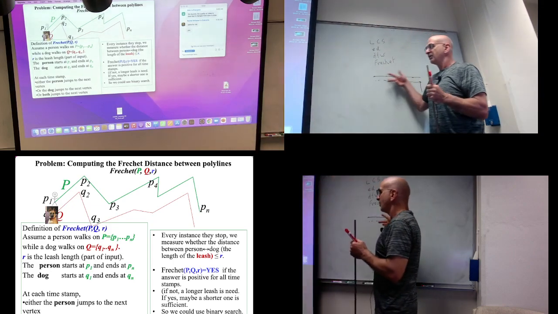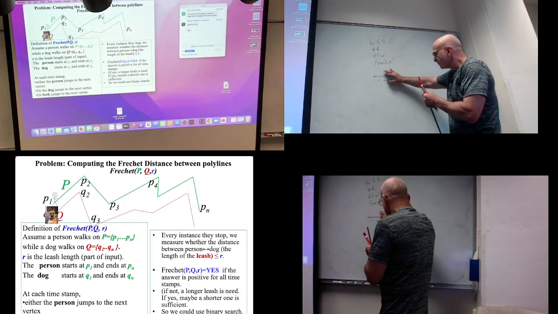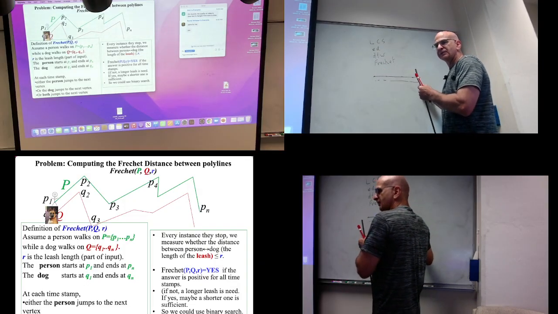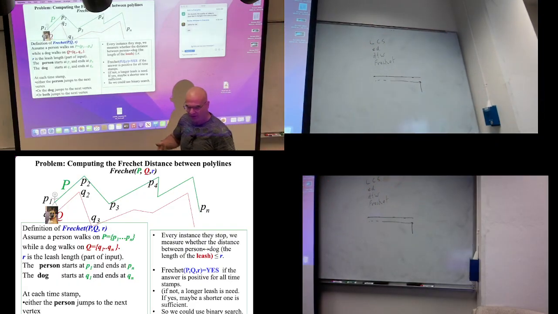Frechet says, no, if I want to call them close to each other, then they need to be close to each other all along. It's a maximum versus the average, if you wish. Dynamic time warping is not exactly the average length of the leash, but it's much closer to the average length of the leash. Frechet asks what is the maximum distance between them ever.